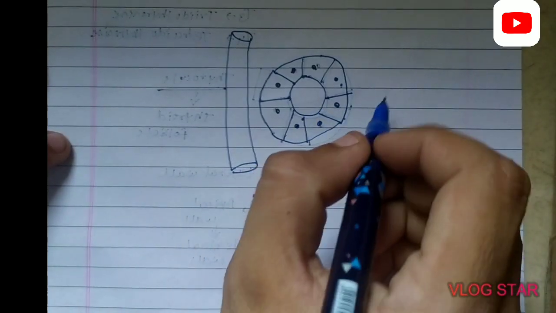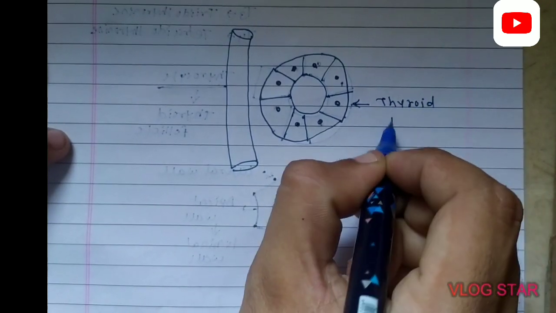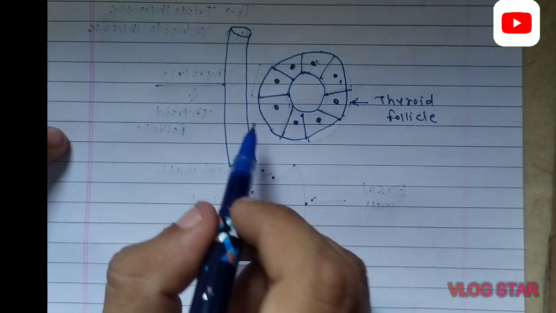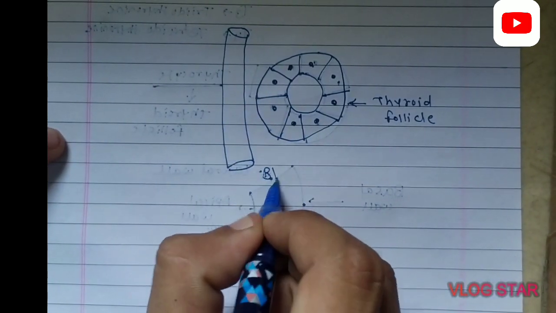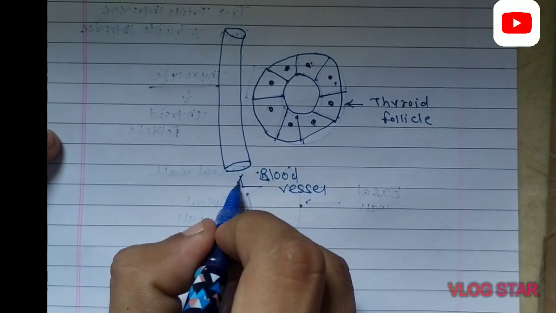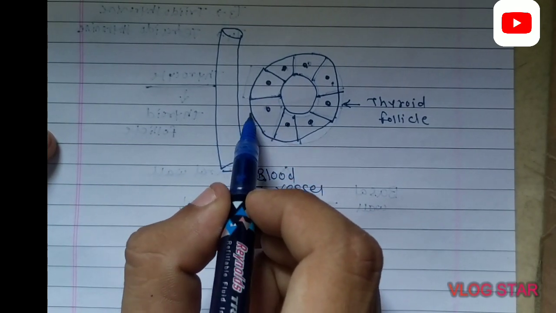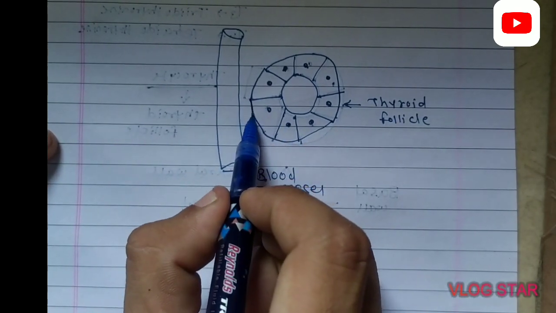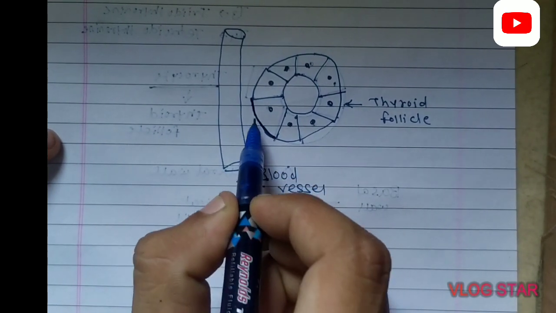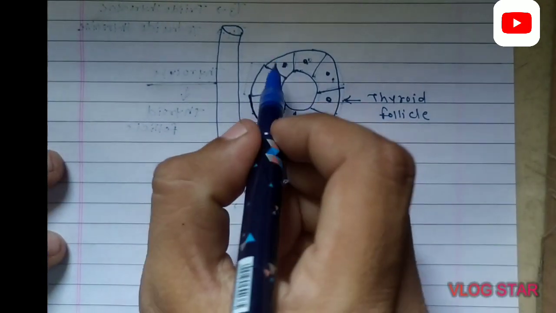So this is one single thyroid follicle. Here there is a blood vessel. The blood vessel is present below the basement membrane of the thyroid follicle. This is the basement membrane of one single thyrocyte or thyroid follicle.